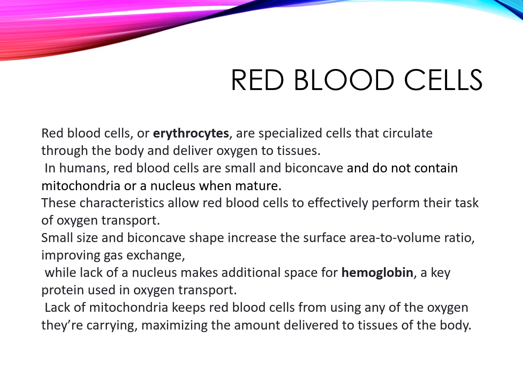Now the types of cells, red blood cells. Red blood cells, or erythrocytes, are specialized cells which circulate through the body, carry oxygen and deliver oxygen to the tissues. In human beings, the red blood cells are small and biconcave, and they do not have mitochondria or a nucleus. These characteristics allow red blood cells to perform their task effectively.